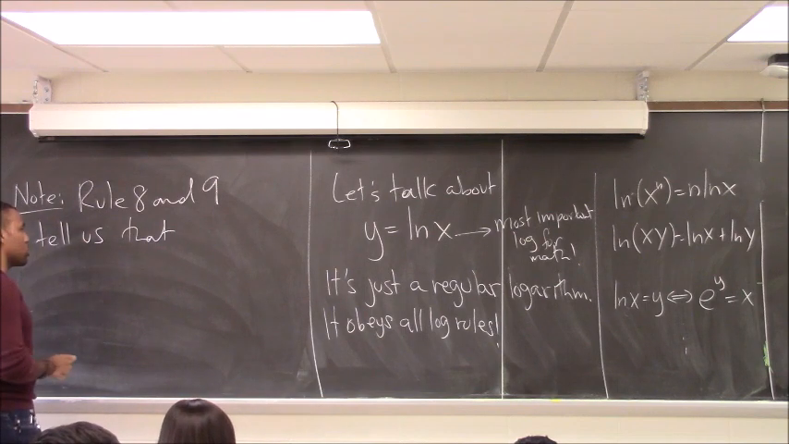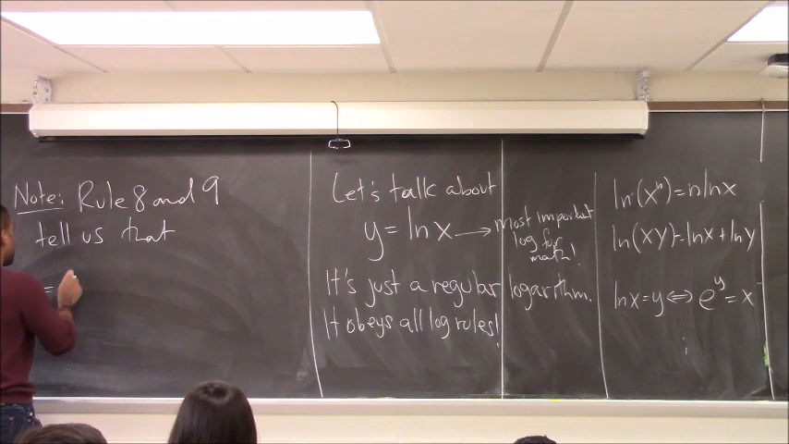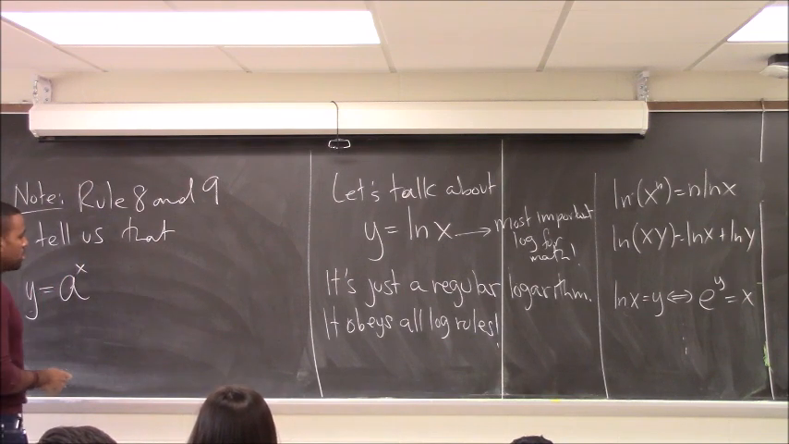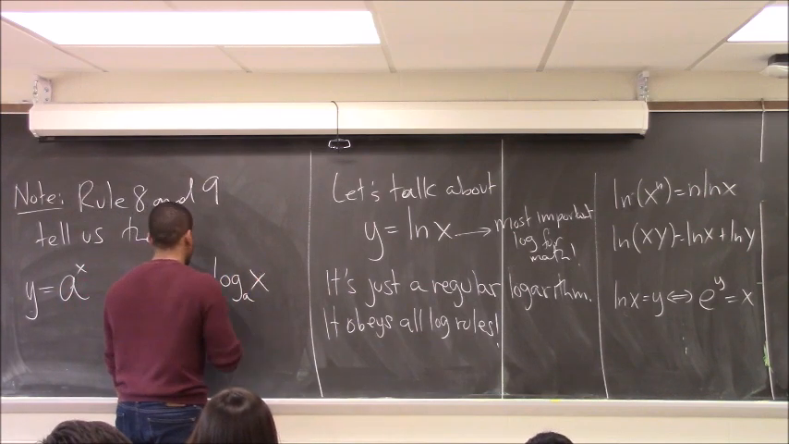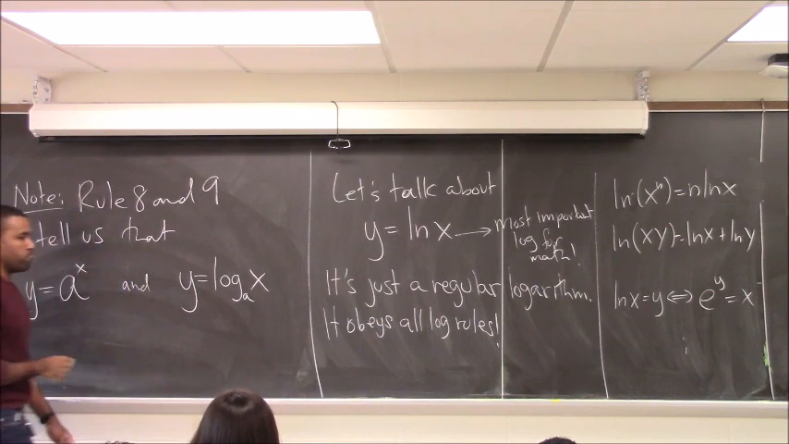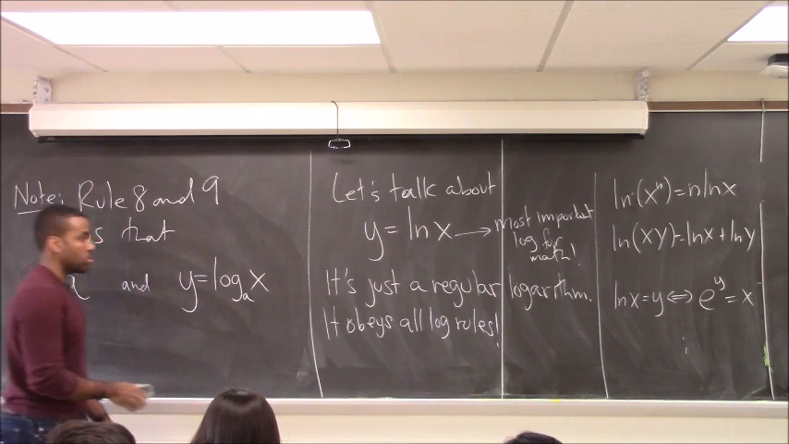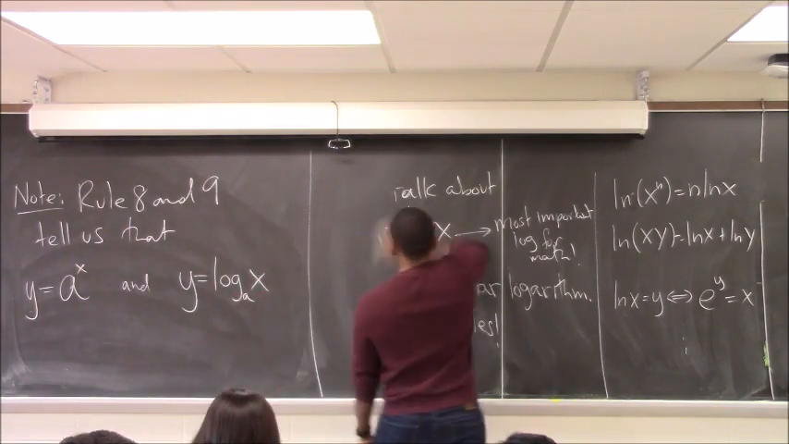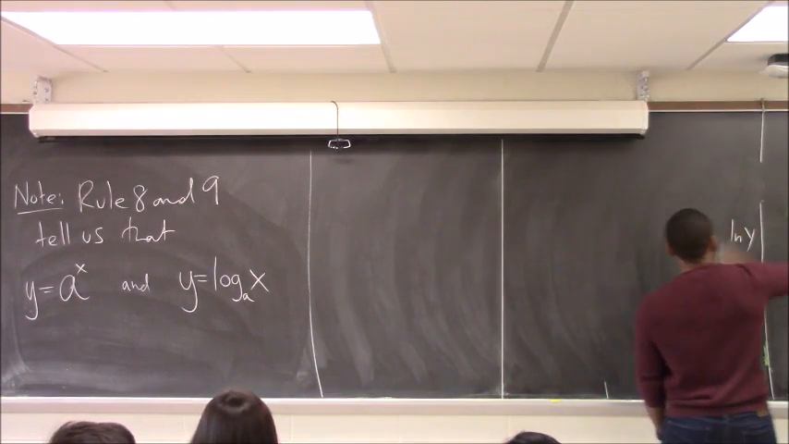It turns out that those two rules together make a very important statement. Consider the exponential function a to the x, and consider the logarithmic function log to the base a of x. What's their relationship? Based on rules 8 and 9, what can you surmise from that relation? What do rules 8 and 9 tell you?